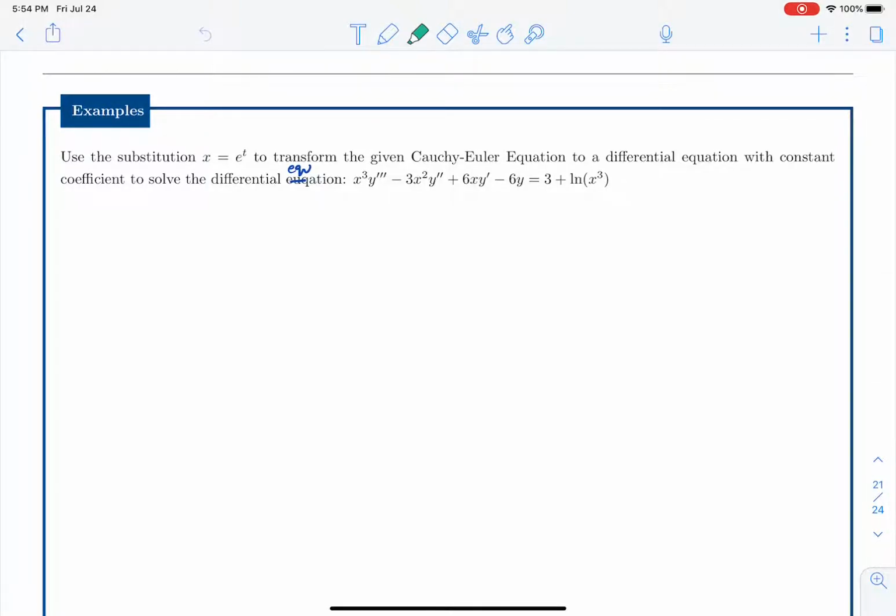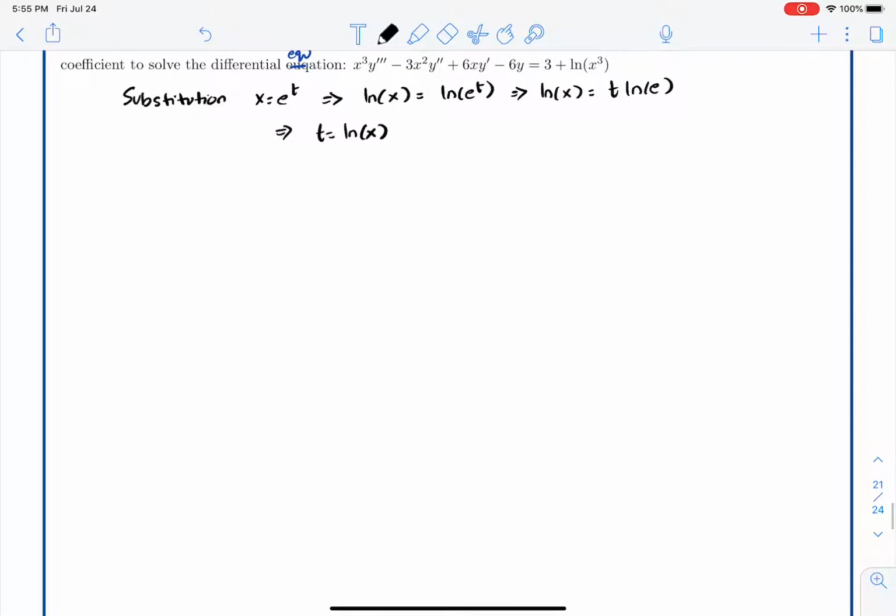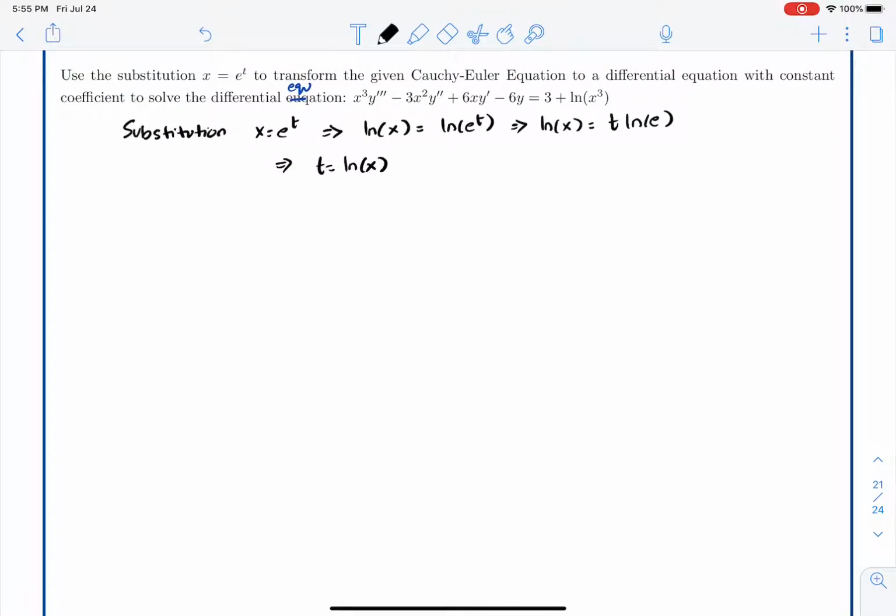So we are going to use the method of substitution to transform the Cauchy-Euler equation to a differential equation with constant coefficients to solve this third-order non-homogeneous equation. So the substitution here is x is equal to e raised to t. Take ln on both sides, which would give us ln of x is equal to t times ln of e, which would mean t is ln of x. So the same process that we did previously.